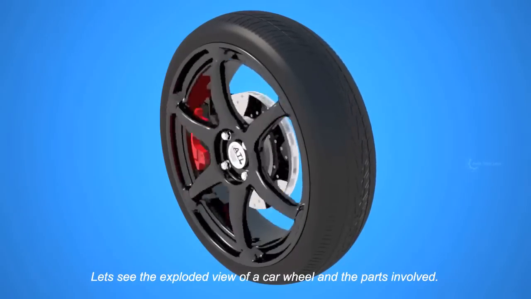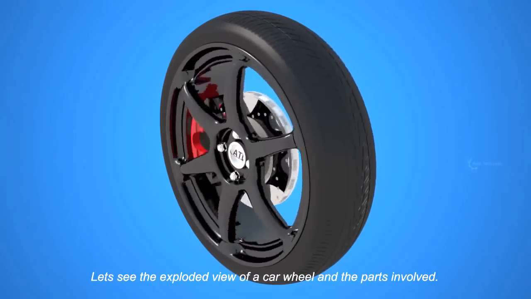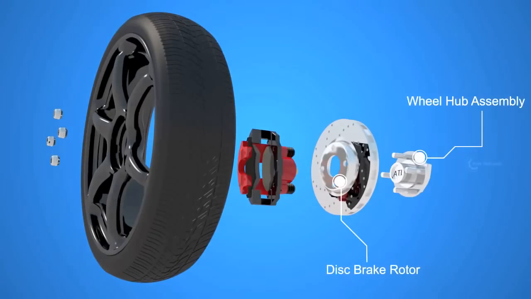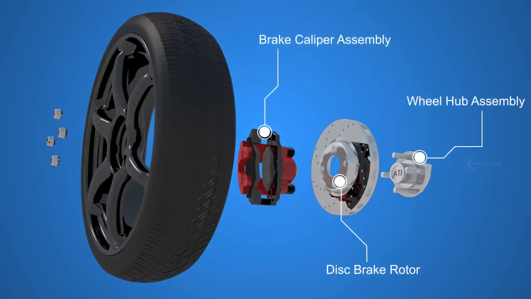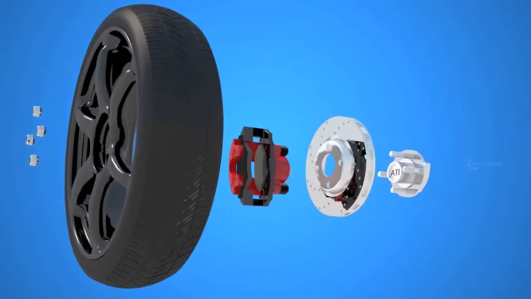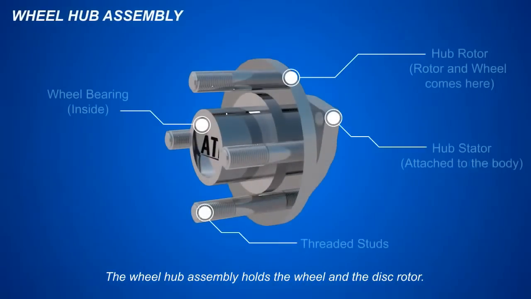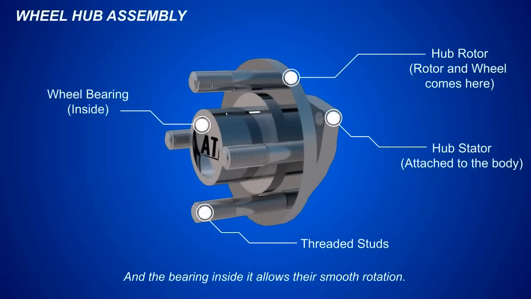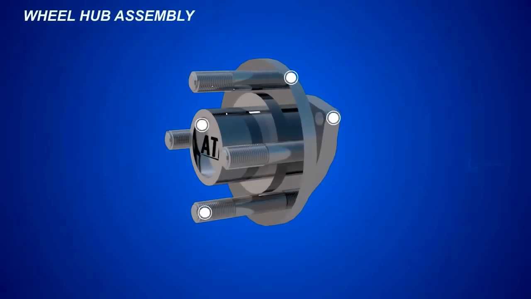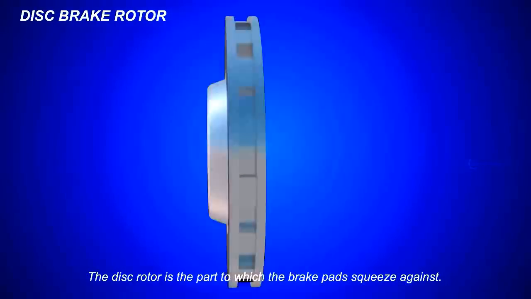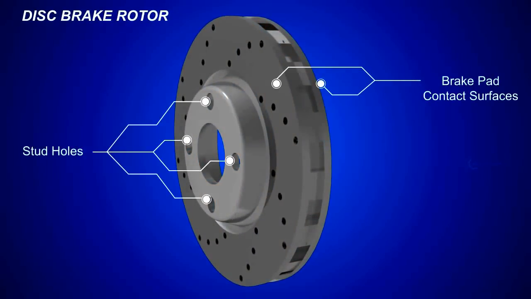Let's see the exploded view of a car wheel, and the parts involved. The wheel hub assembly, the disc brake rotor, the brake caliper assembly, the wheel, and the lug nuts. The wheel hub assembly holds the wheel and the disc rotor, and the bearing inside it allows their smooth rotation.